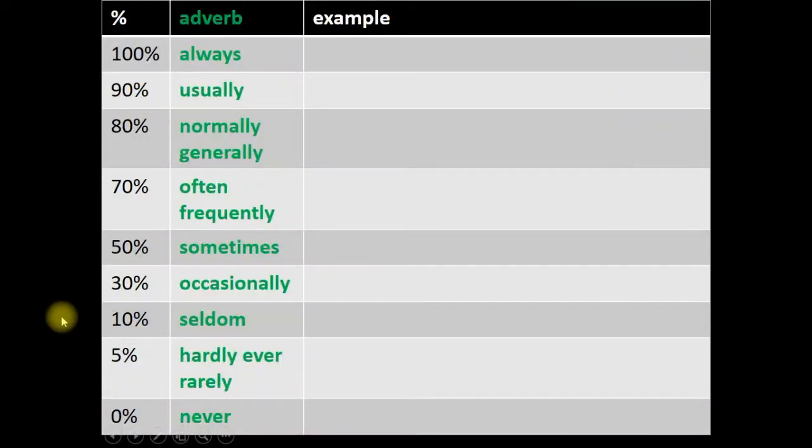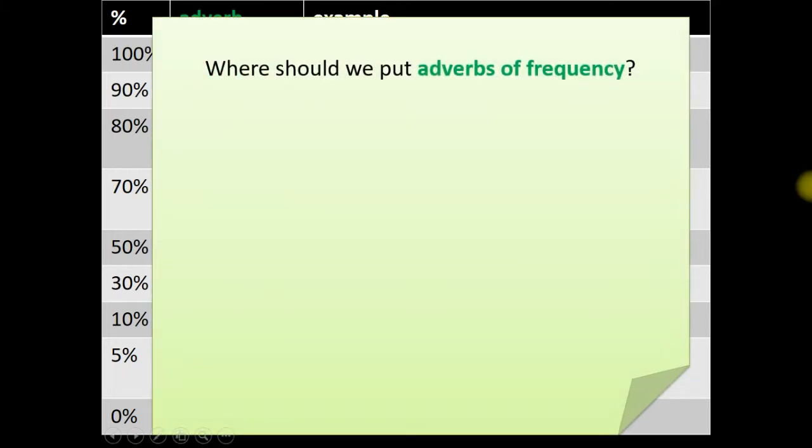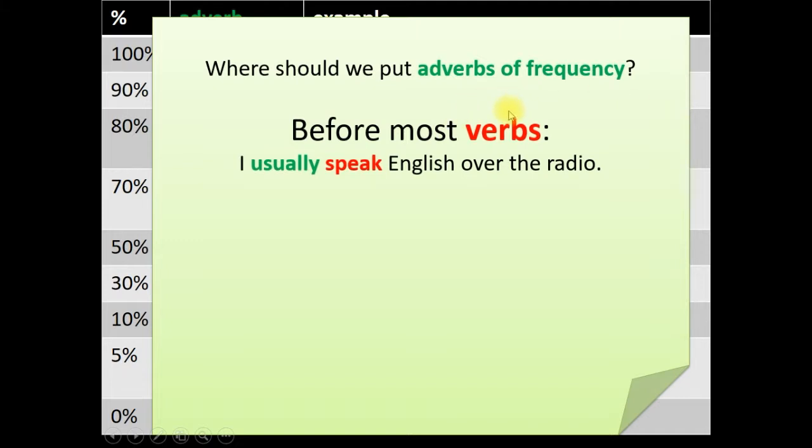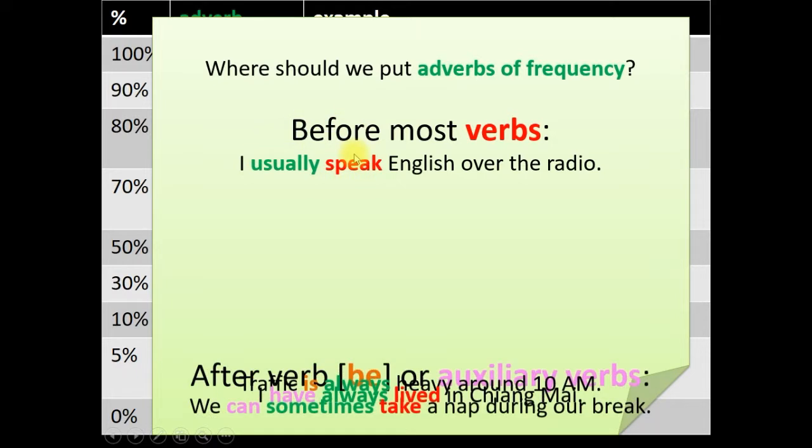You've probably seen a chart like this before: never, hardly ever, sometimes, etc. So how do we use these adverbs? Well, where should we put them? For most verbs, we put the adverb of frequency before the verb. I usually speak English over the radio. So most action verbs and things like this go before the verb.